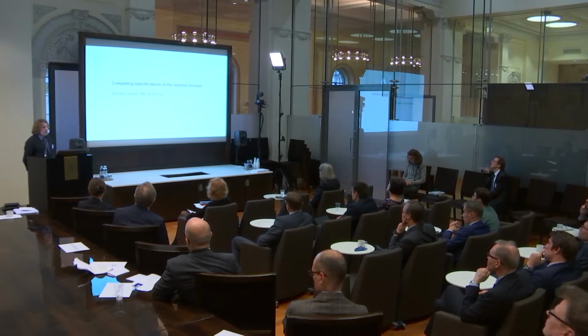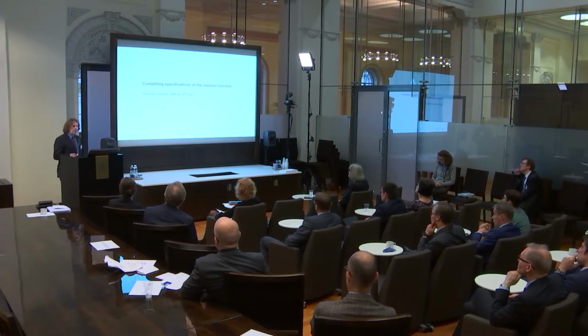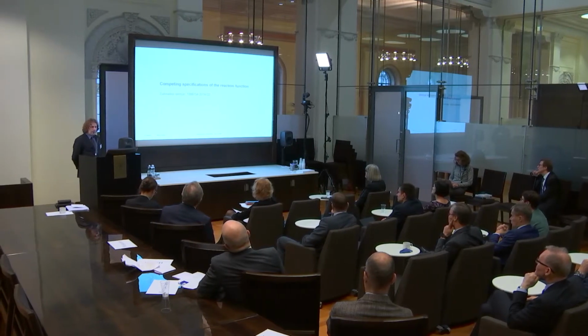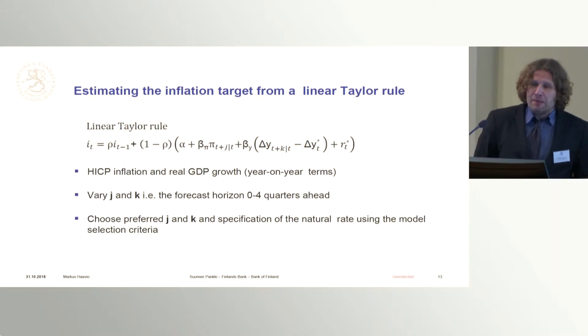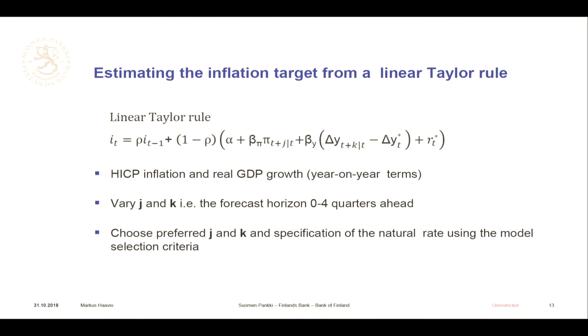So what we then do is run competing specifications of the reaction function. We use our estimation sample from 1999, when the Eurosystem was basically launched, until 2014, when the effective lower bound was reached. And we just estimate some simple linear Taylor rules where we only use this forecasting or projection data. This is basically inflation, that's the pi, and the second term is just output growth. So forecast of inflation and forecast of output growth.